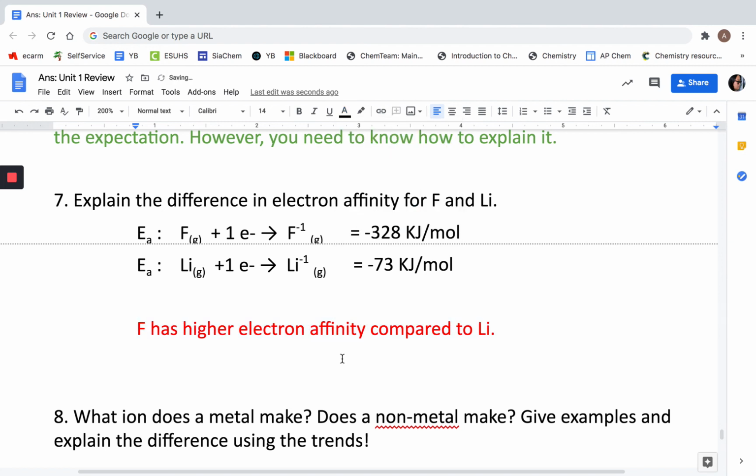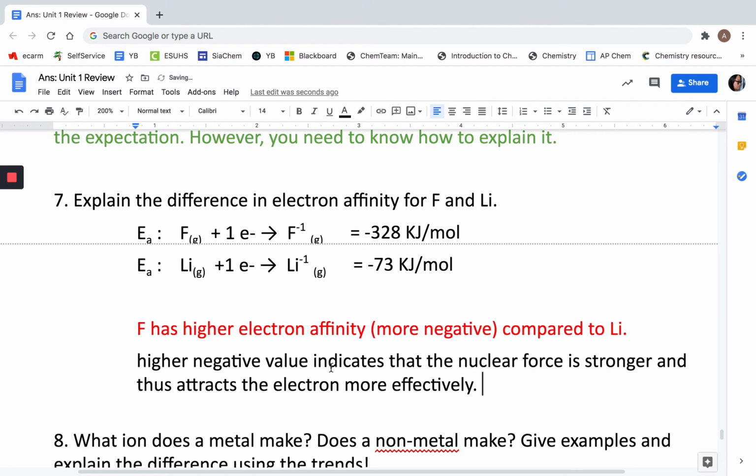Okay, so first thing first, you want to know, I say F has higher electronegativity, electron affinity compared to Li. We can say more negative. Okay, so more negative, and the reason for its being more negative is as follows. The higher negative value indicates that nuclear force is stronger, meaning that it is able to attract electrons effectively. Okay, so that's the idea.